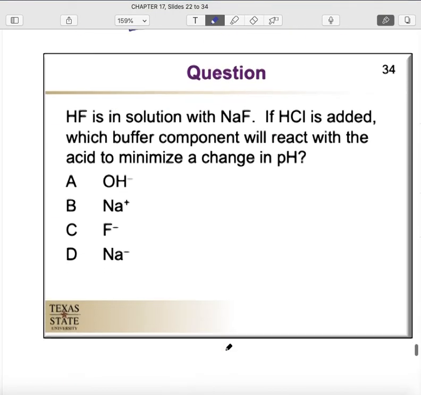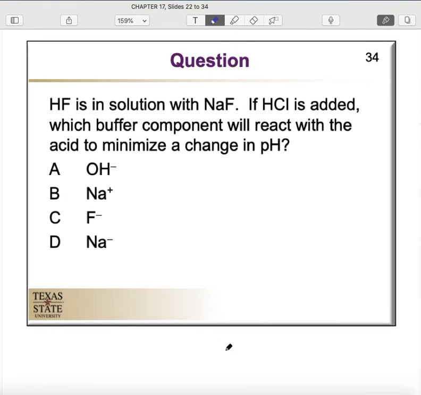All right, question for you guys. Hydrofluoric acid is in solution with sodium fluoride. If hydrochloric acid now is added, which buffer component will react with that acid to minimize the change in pH? Okay, turn your video off, give it a try.